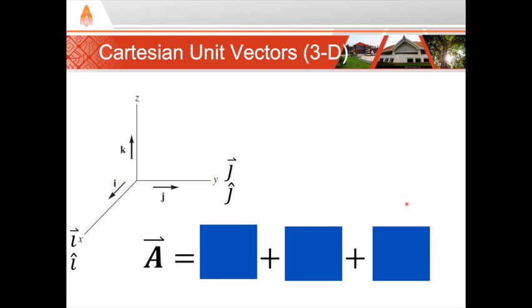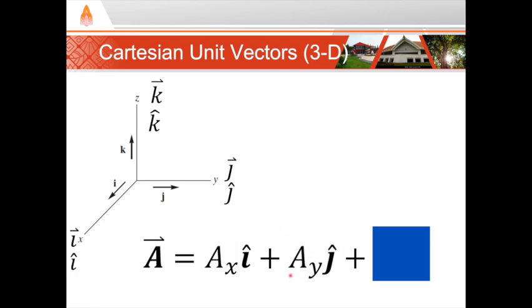So if we have a vector A, we can describe that vector using the magnitude of the vector in the x direction, ax, times the unit vector in the x direction, which is i hat, plus the magnitude of the vector in the y direction, ay, times the unit vector in the y direction, j hat, plus our new z component. So the magnitude in the z direction, az, times the unit vector in the z direction, k hat. So we can now set up our equations.